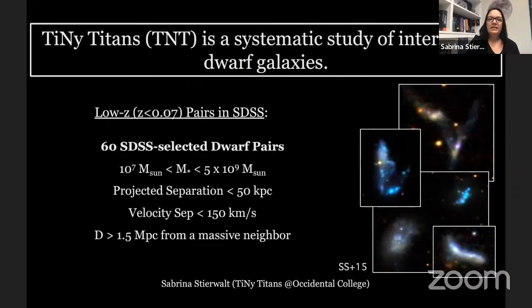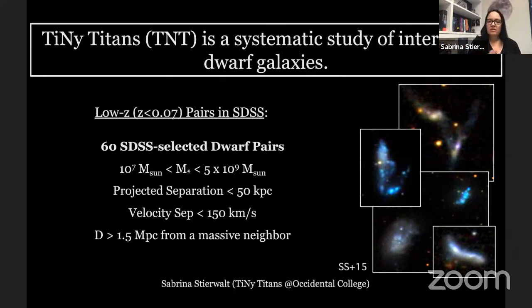I am leading a survey called the Tiny Titans survey. This is a systematic study of interacting dwarf galaxies. So what do I mean by systematic? We look at the Sloan Digital Sky Survey and we combed through the whole survey to find dwarf galaxy pairs.